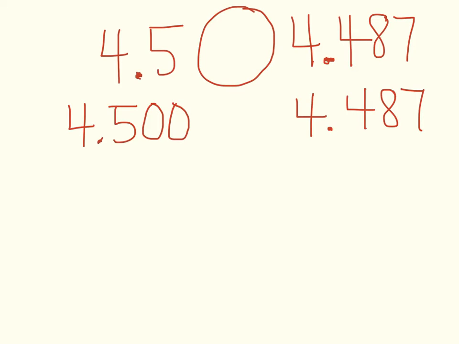So notice now I'm going to say 4 and 500 thousandths versus 4 and 487 thousandths. Well, looking there, it's clear. It's easy to see which one's the bigger one. The bigger one would be the 500 is bigger than 487. So when you compare decimals, you want to make sure you have the same number of decimal places on both sides. That's going to be the same thing we'll do with ordering our decimals.